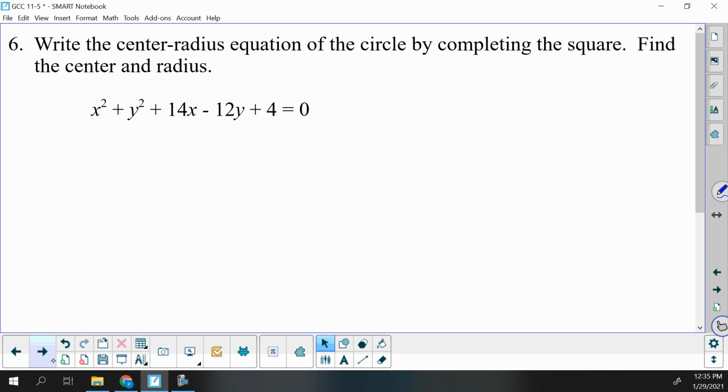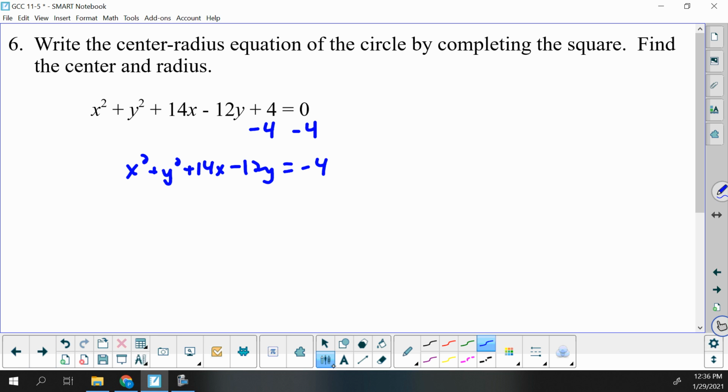In order to convert to that, we have to complete the square. So we're going to take you through that process. It's usually challenging at first, but once you get the hang of it, it's not too bad. So the first thing we want to do is move any constants over to the other side. So we're going to subtract the 4 over to the other side, and that'll give us x squared plus y squared plus 14x minus 12y equals negative 4. Constants are things that don't have any variables with them.